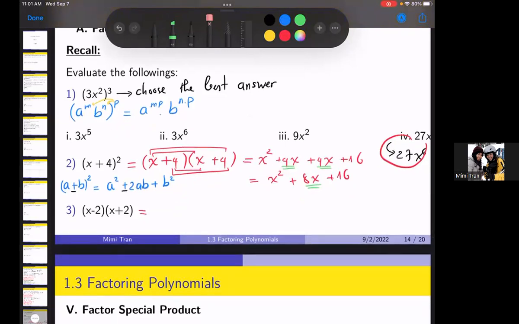For the third one, can someone tell me what it is right away? I hope you don't forget this one because you can FOIL it, but there's a special product. Yeah, thank you. If I have A squared minus B squared, it's going to be A plus B times A minus B, or A minus B times A plus B, same thing. So here A is x, B is 2. So x squared, A squared is x squared, and then 2 squared is 4.